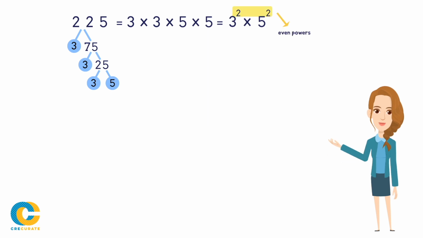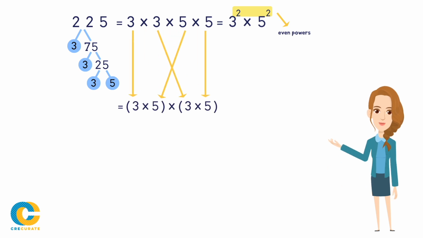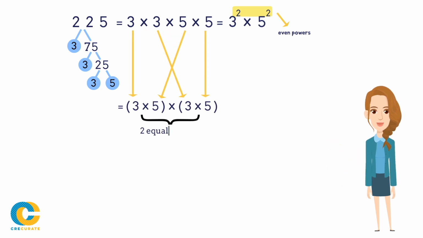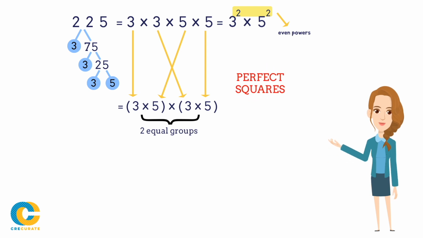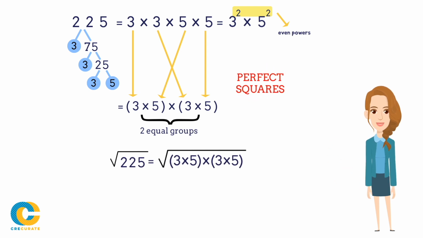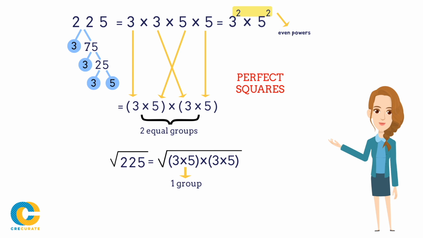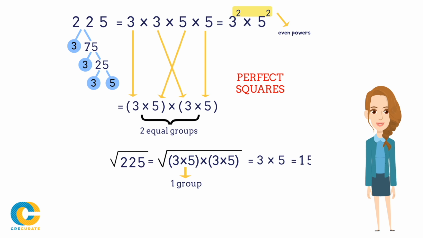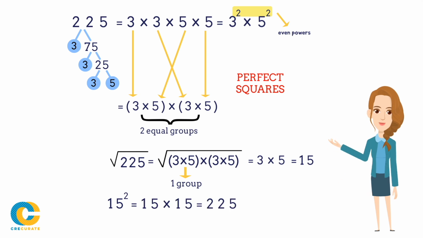Since the powers are even, we know that we can split the factors into 2 equal groups, and so 225 is a perfect square. To square root 225 means to find one group of its factors after they have been split into 2 equal groups, so square root of 225 is equal to 3 times 5, which gives us 15. Checking back, 15 squared gives us 225, so we know that our answer is correct.